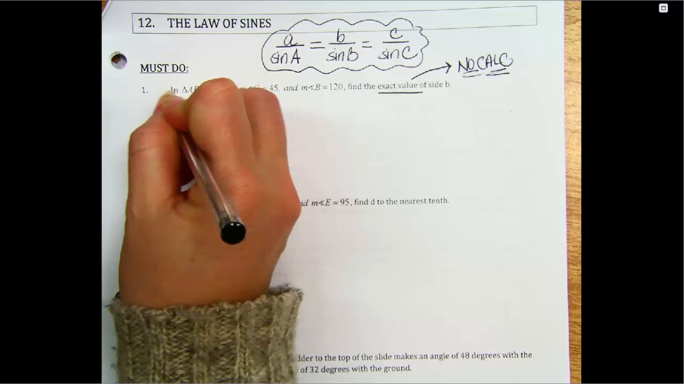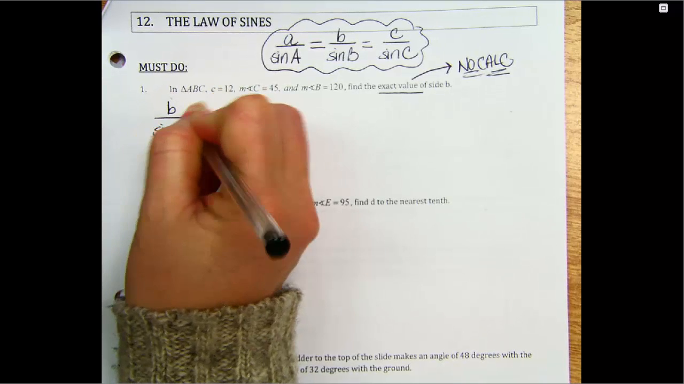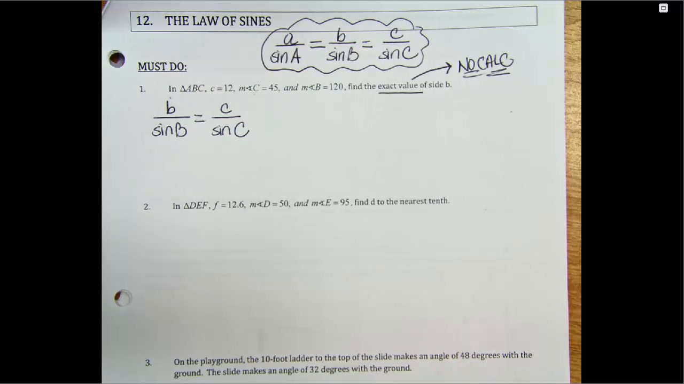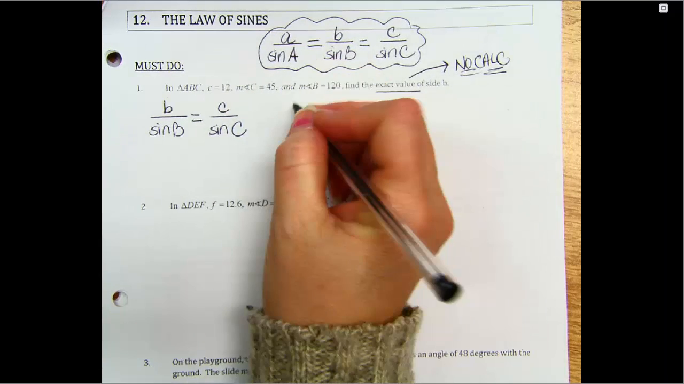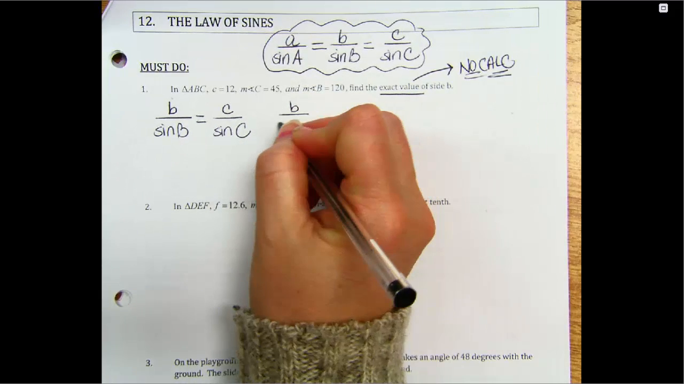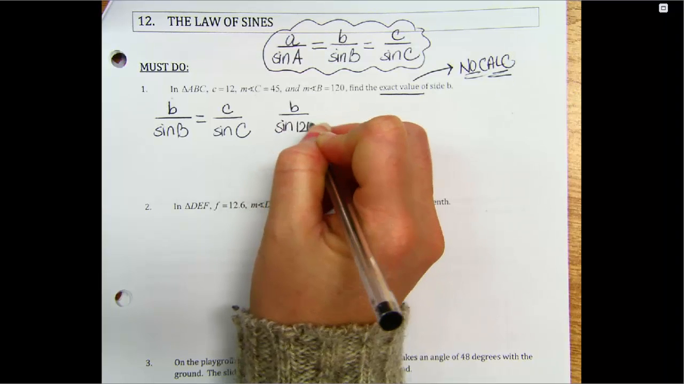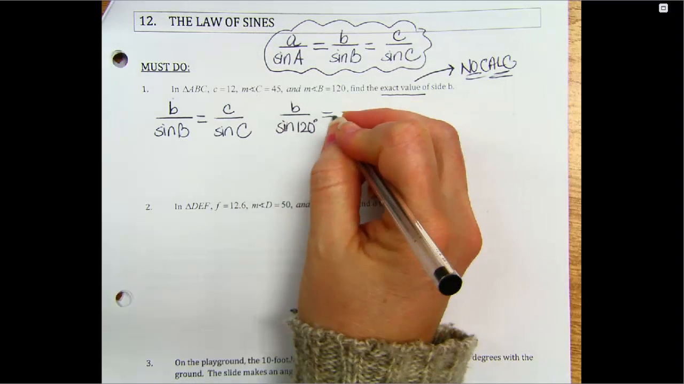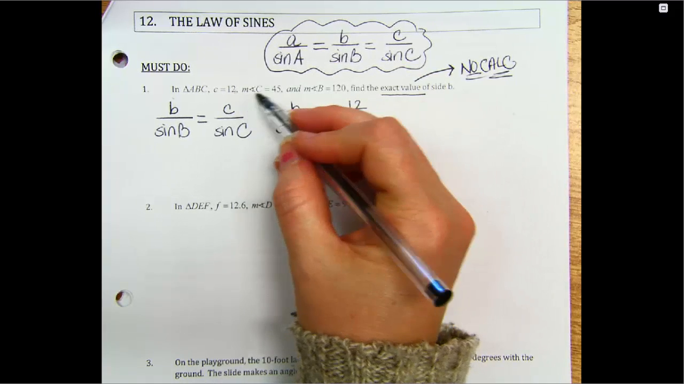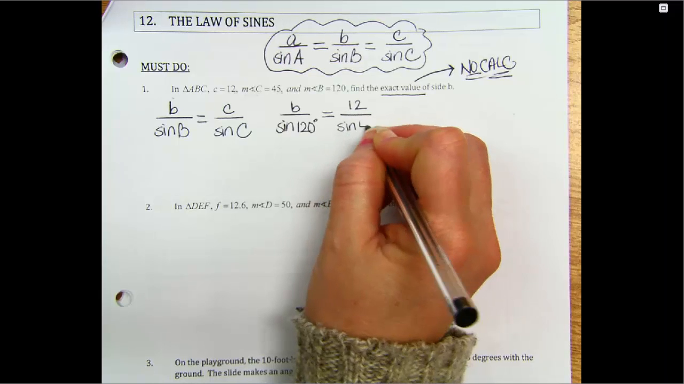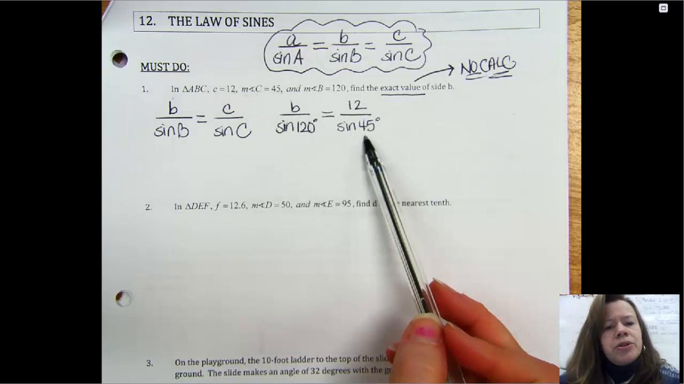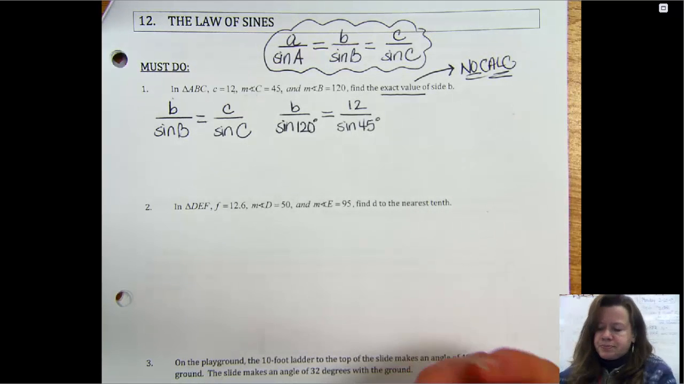So we're going to use those two pieces of my law of sines. I'll rewrite it. B over the sine of angle B equals C over the sine of angle C. And substitute. I'm looking for side B, I'll leave that alone, over the sine of angle B, which is 120. That's equal to the length of side C, 12, over the sine of angle C, sine of 45. And again, immediately you should be saying to yourself, oh yeah, I know those values from my unit circle. That's why it said exact value.